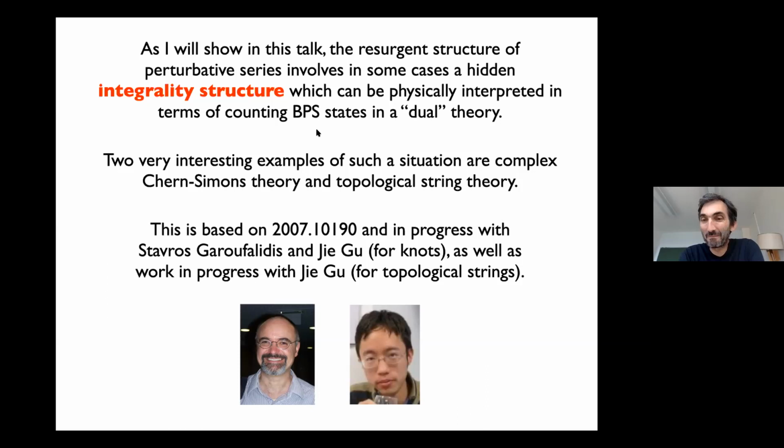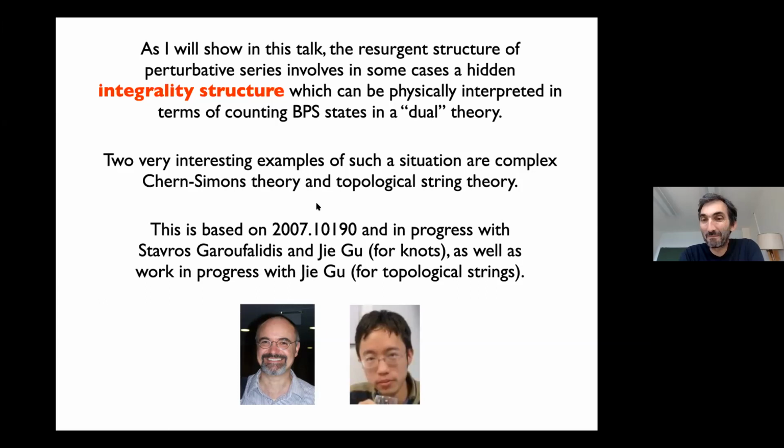So my talk will be based on a paper I published a few weeks ago with Stavros Garoufalidis and Jie Gu, which is the case of complex Chern-Simons theory and knots in complex Chern-Simons theory. But I will also give an introduction to some work in progress with Jie Gu, in which we focus on topological strings.